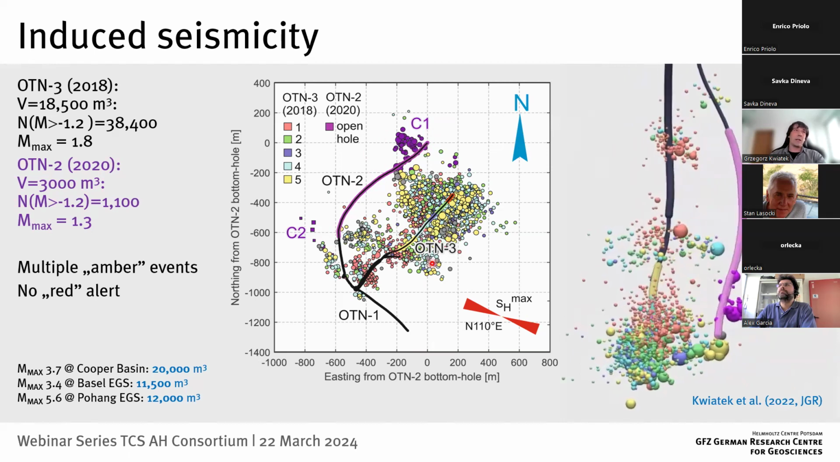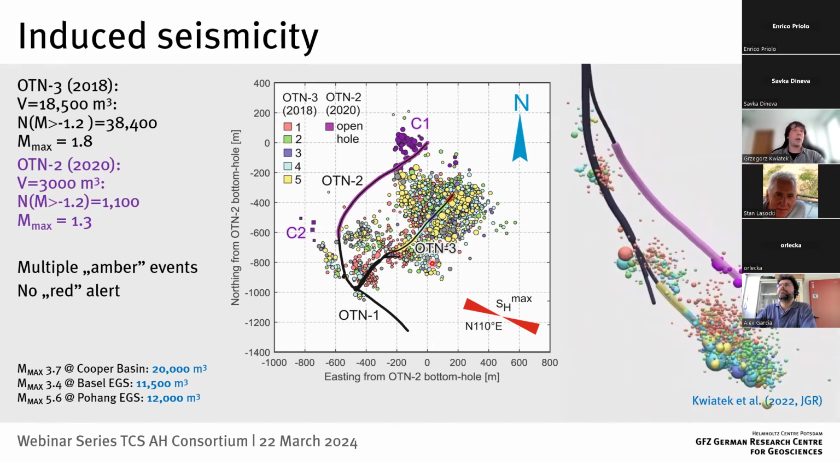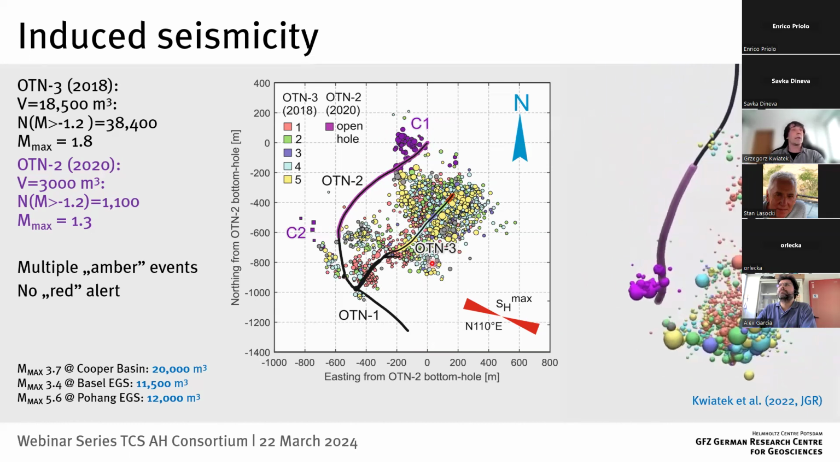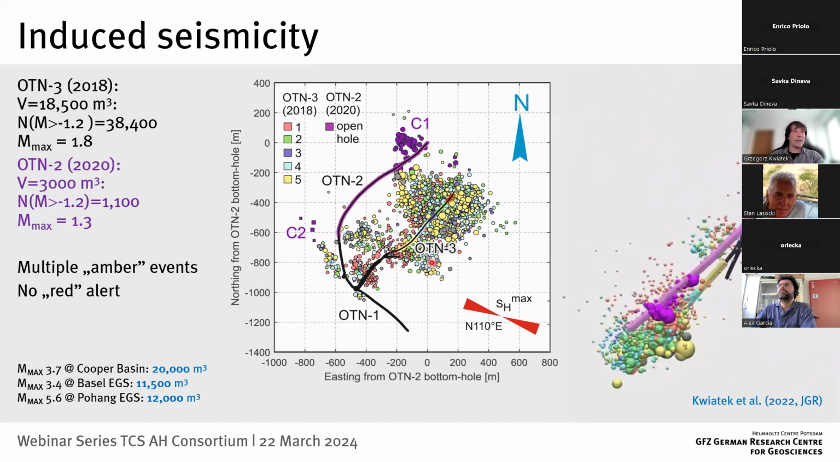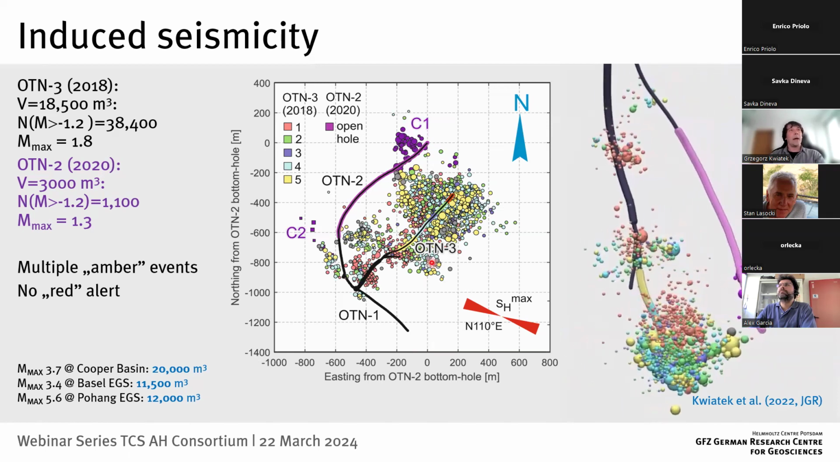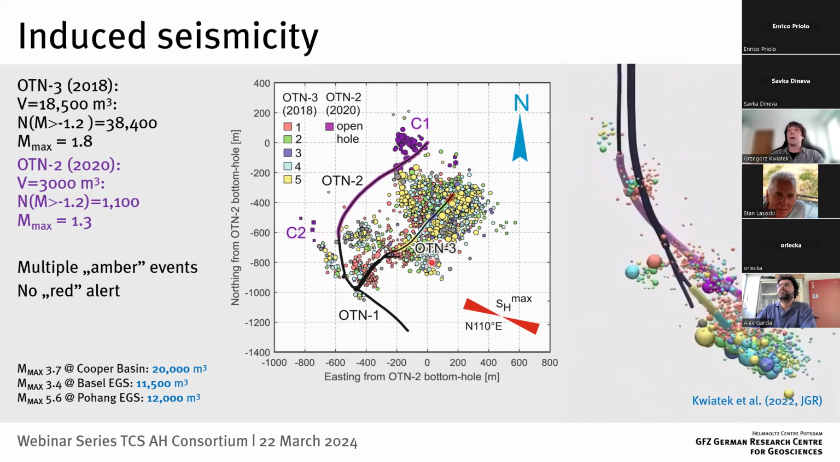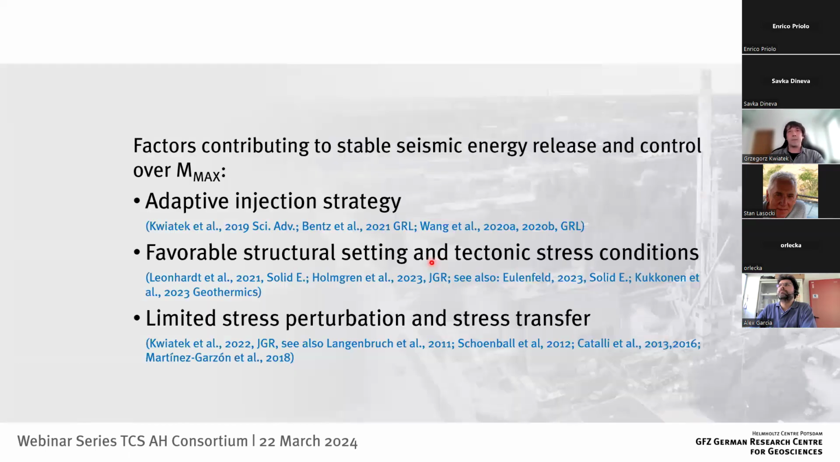Here, much less fluid was injected, and there was also a much smaller seismic response. The maximum magnitude reached was 1.8, which was obviously below the red alert threshold. There were quite a lot of amber events detected and processed during the stimulation campaigns.